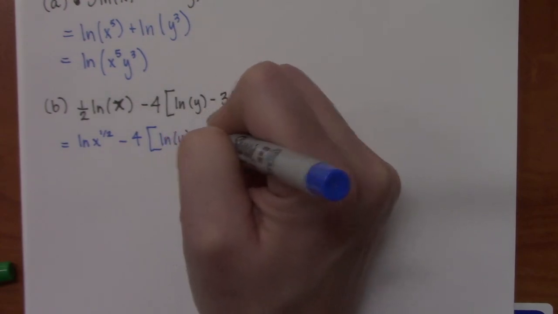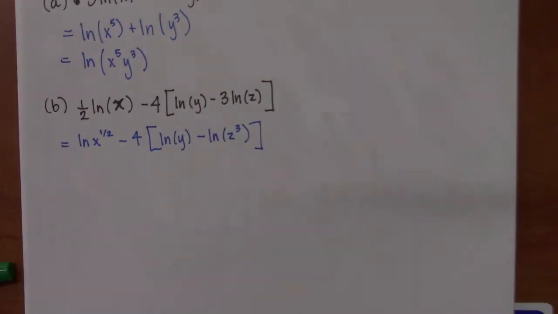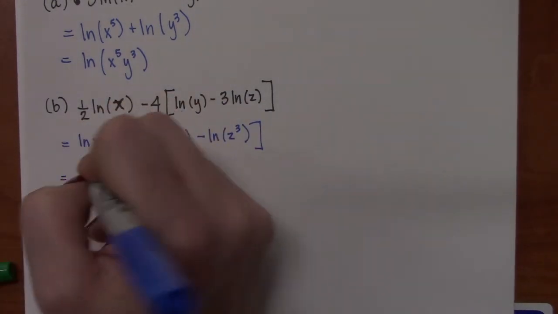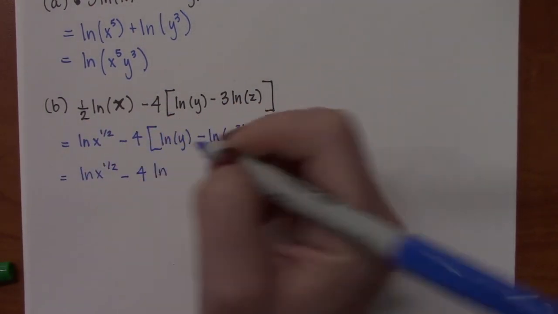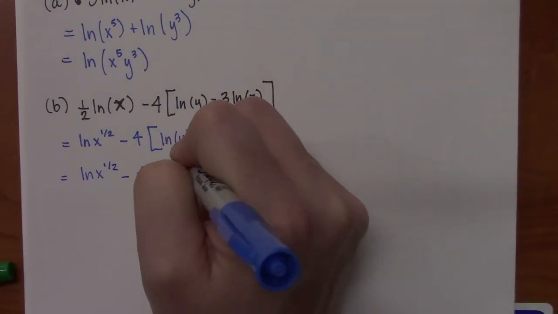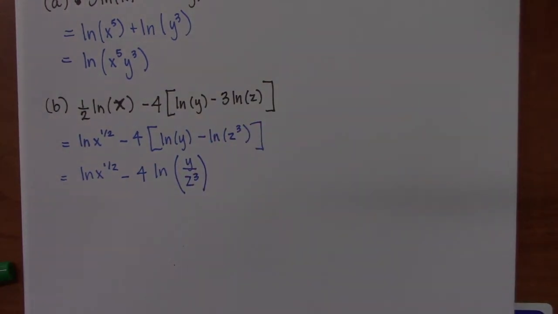And I need to move this 3 inside the z term. And then it says natural log of y minus natural log of z cubed. That means I have to divide those two terms. So the next step, I'll just leave this alone for now. I'm going to leave the 4. And everything in the parentheses can combine into y over z cubed.